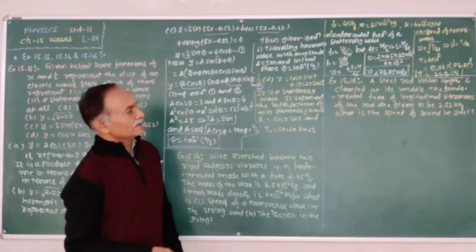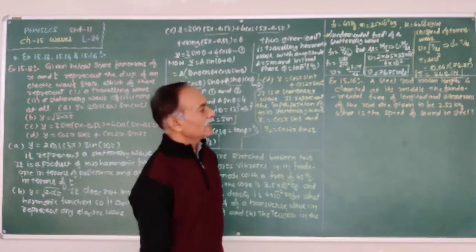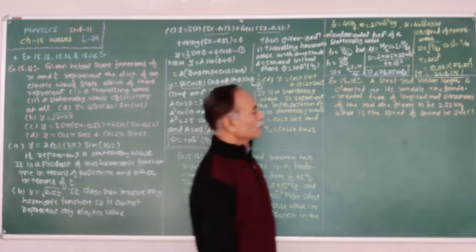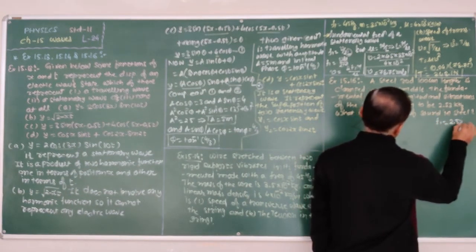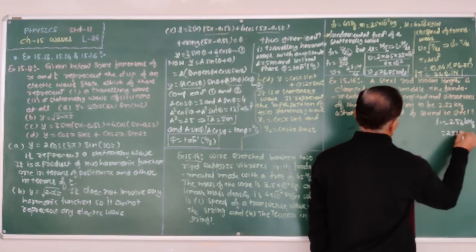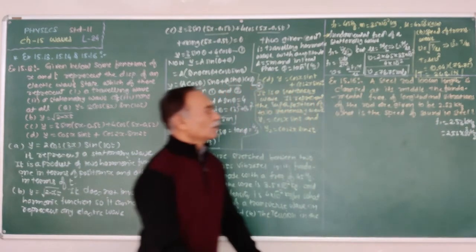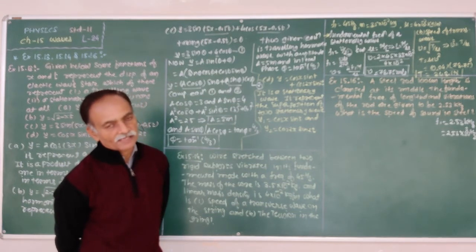Now next numerical. A steel rod 100 centimeter length is clamped at its middle. The fundamental frequency of the longitudinal vibration of the rod is given to be F1 is given as 2.53 kilohertz. That means 2.53 into 10 to the power 3 hertz. What is the speed of sound in steel?